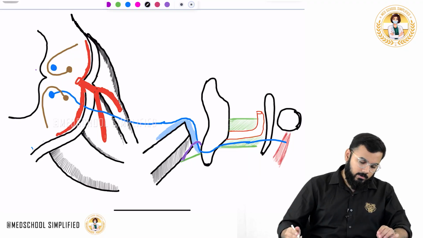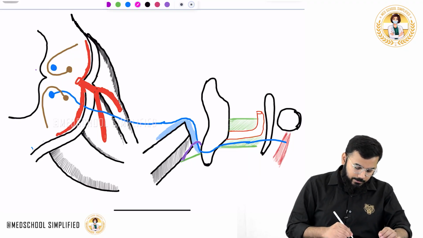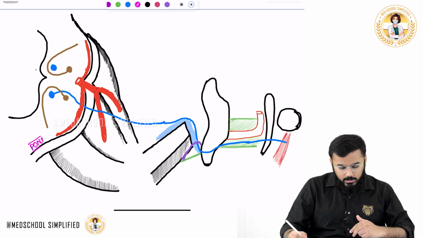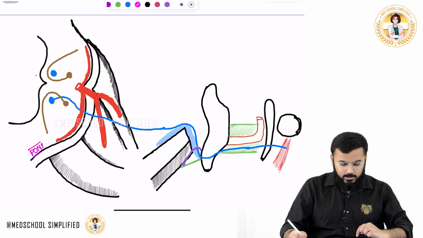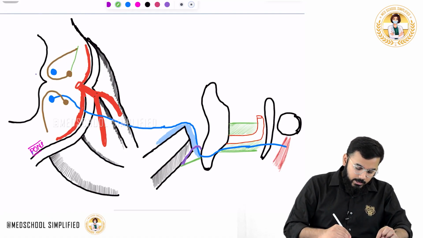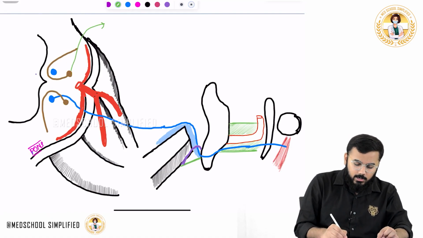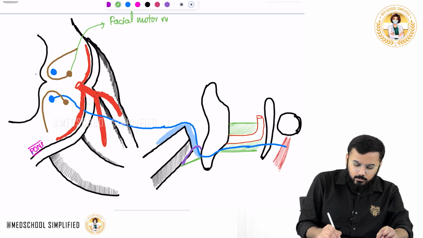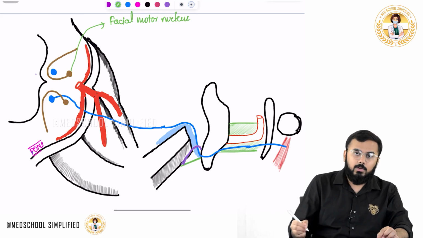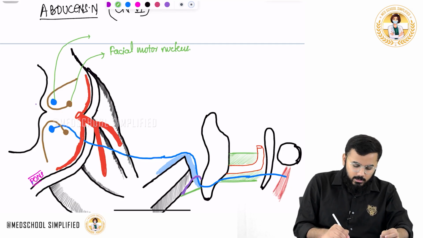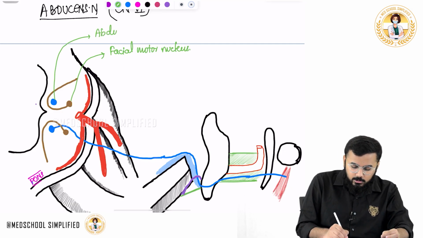Now this picture which I have drawn over here is the picture of your pons. Within this pons, there are two groups of nuclei which you can see. So what are these two groups of nuclei? This particular nucleus you can see over here is called the facial motor nucleus. After that, this blue color nucleus is called the abducens nucleus.